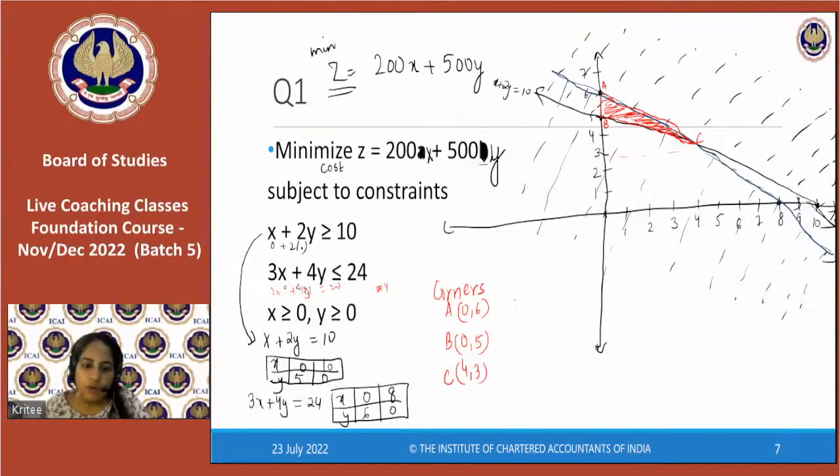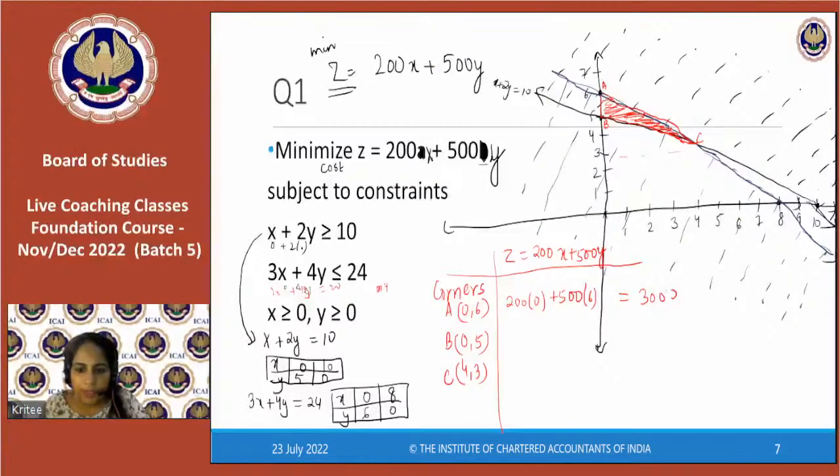Okay. So now I will bring my Z constraint here. My Z constraint was 200x plus 500y. I will substitute these values of x and y into this Z and try to find out the value of Z. So first one would be 200 into 0 plus 500 into 6. So the cost at this corner is 3000. The second one will be 200 into 0 plus 500 into 5. The cost at this corner is 2500.